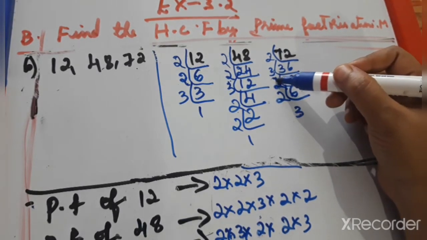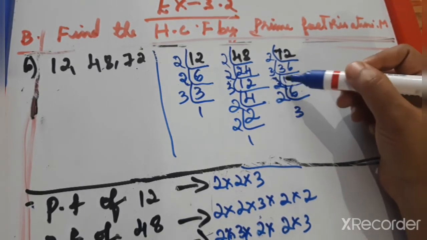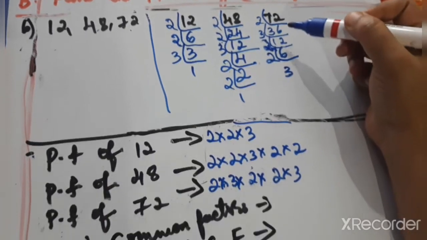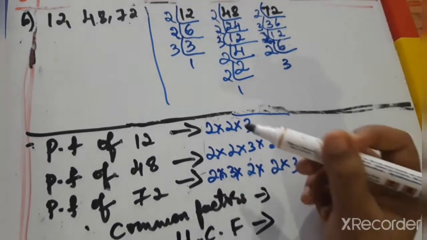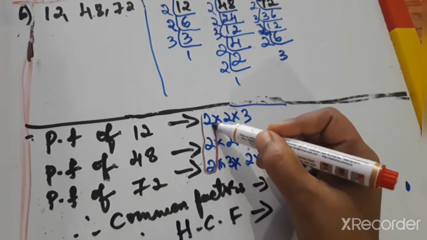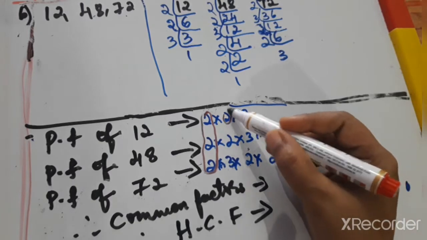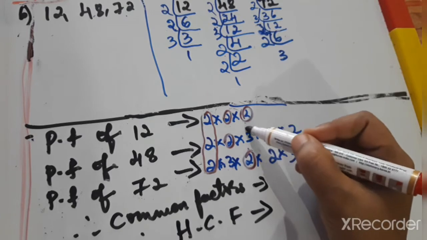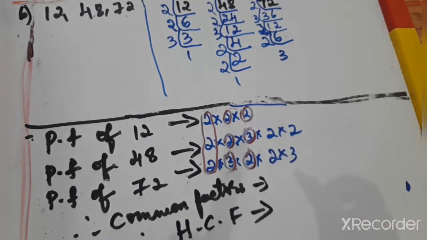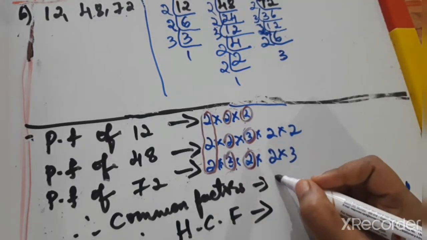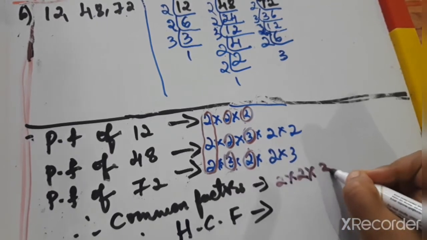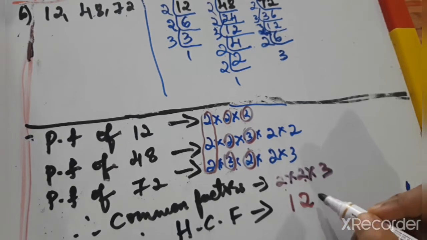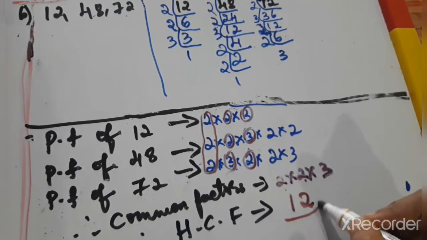What I did here, I divided with 4. 4 threes are 12, but 4 is not a prime number. We want only prime numbers outside. Okay. Now the common factors. 2 is common, then any common 2 here? 2 is common in the 3's place, and 3 is common in the 3 place. So the common factors are 2 into 2 into 3. Therefore HCF is 2 twos are 4, 4 threes are 12. 12 is the HCF.